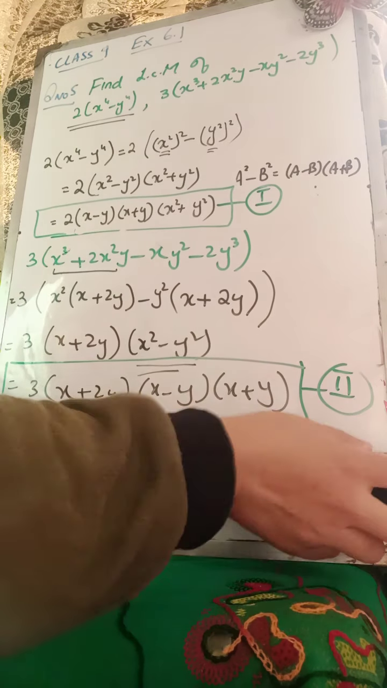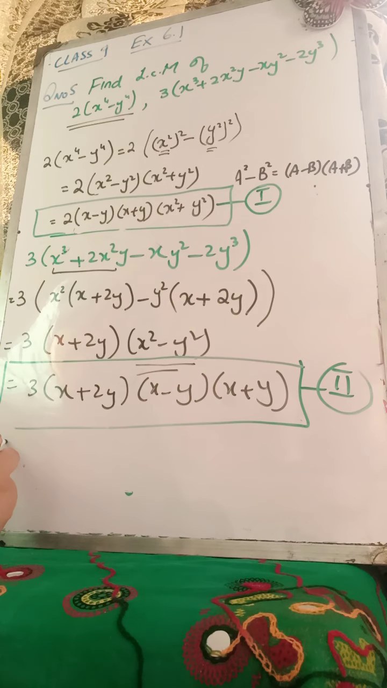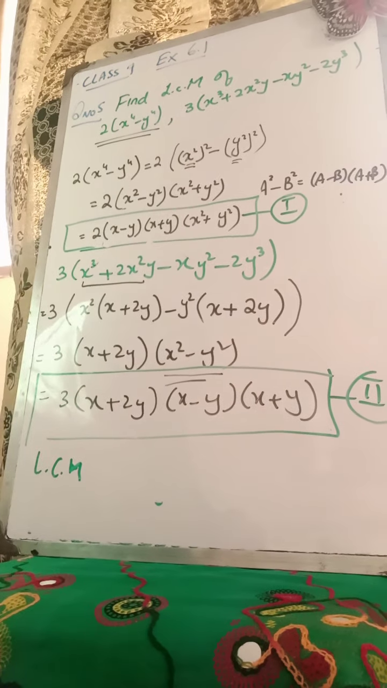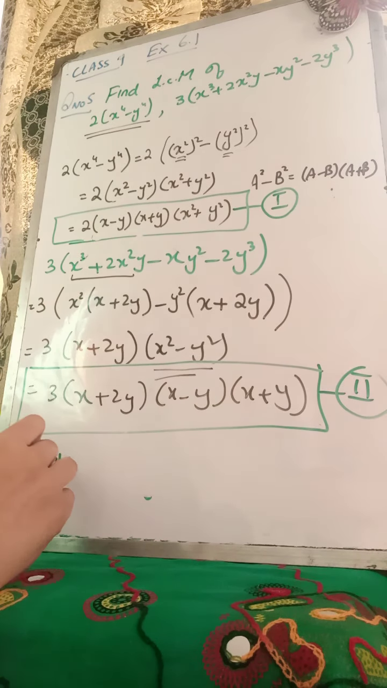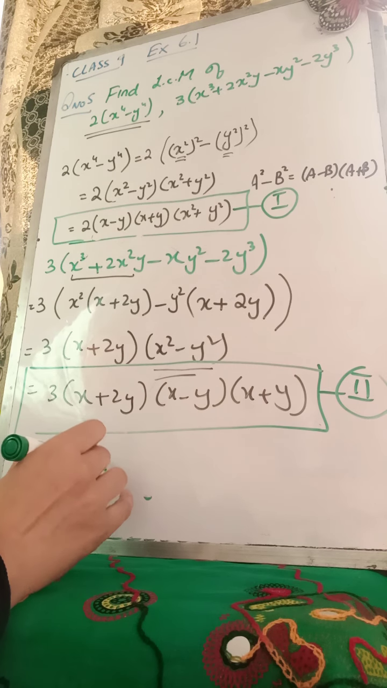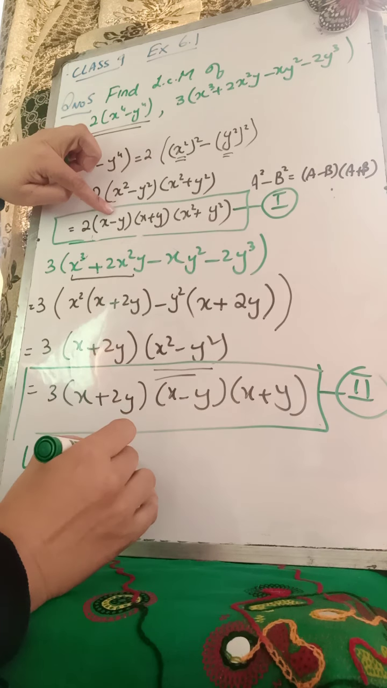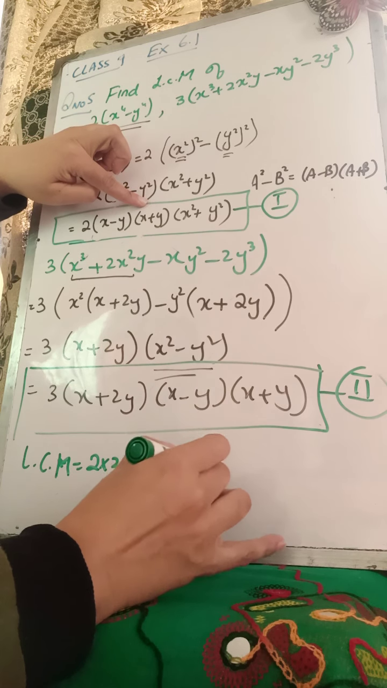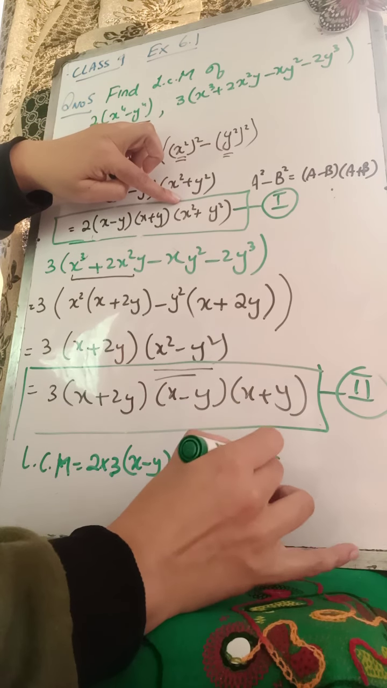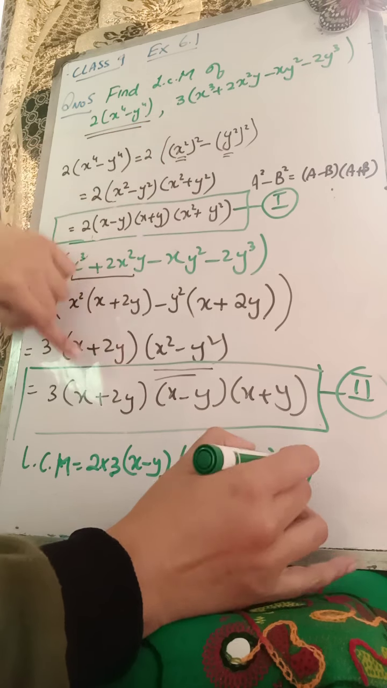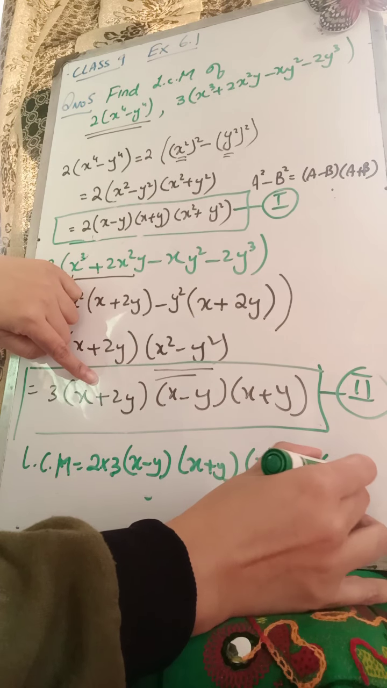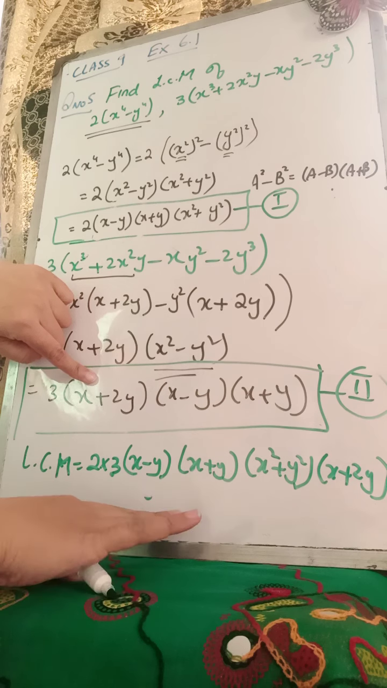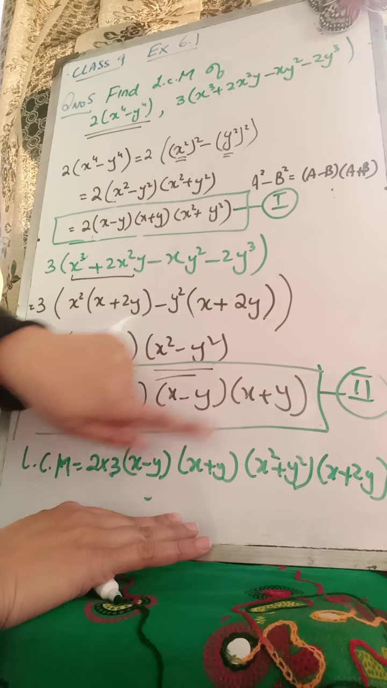Let me start from here so we have a complete full line. I'm going to write that again. LCM is going to be 2 into 3. Then x minus y is a factor. Write all the factors that you see: x square plus y square and x plus 2y. These are all the different factors. x minus y I have already written, x plus y is already written.